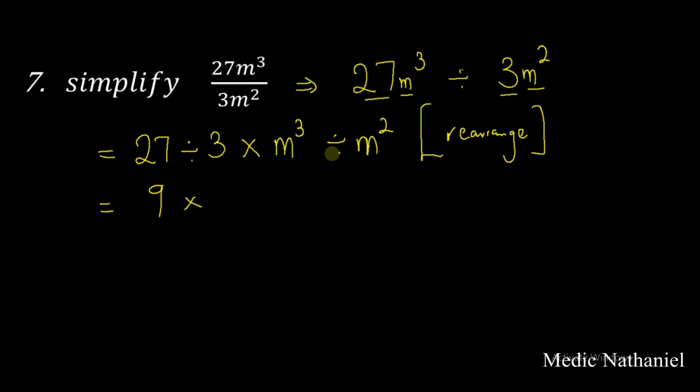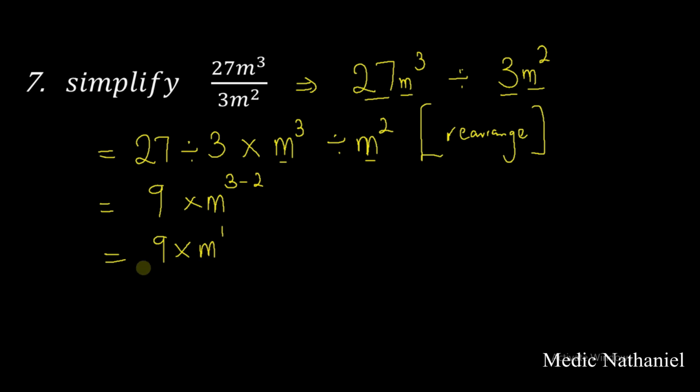m raised to the power of 3 divided by m raised to the power of 2, according to the division law of indices. Since m here is the root number and m here is the root number, they are the same. So we will take one of the m, so that will be m raised to the power of 3, which is this power, minus 2, which is the other power. So this is just an application of the division law of indices. So that will be equal to 9 times m raised to the power of 3 minus 2, which will give you 1. So m raised to the power 1 is still the same thing as m.